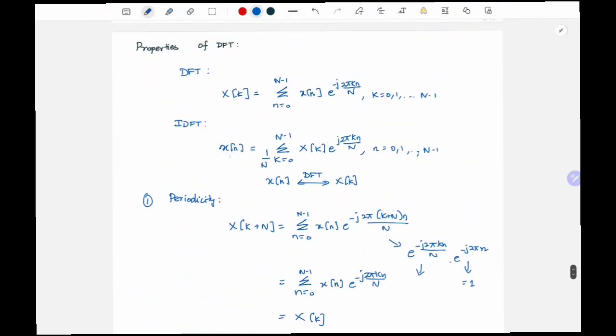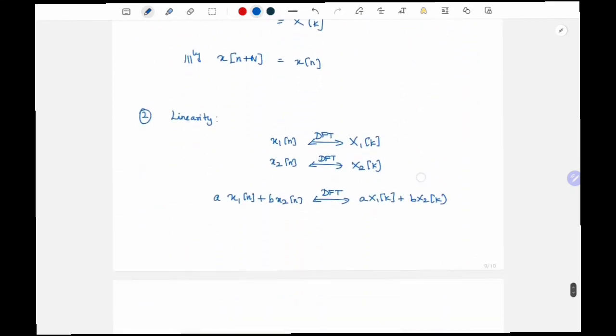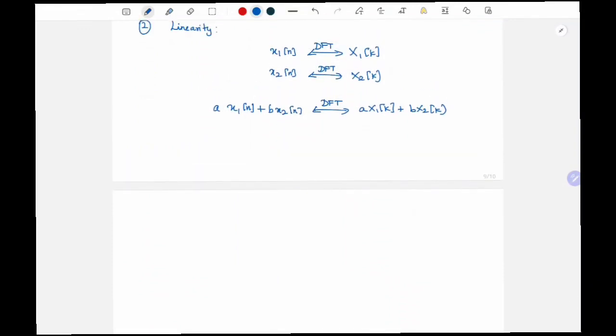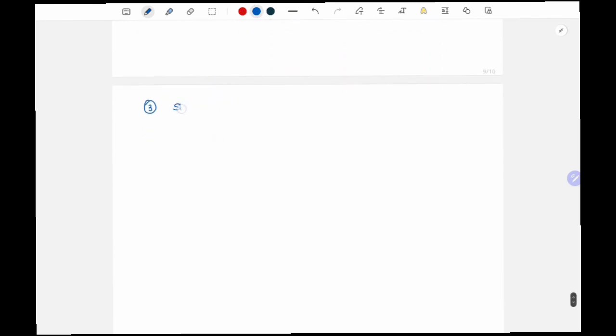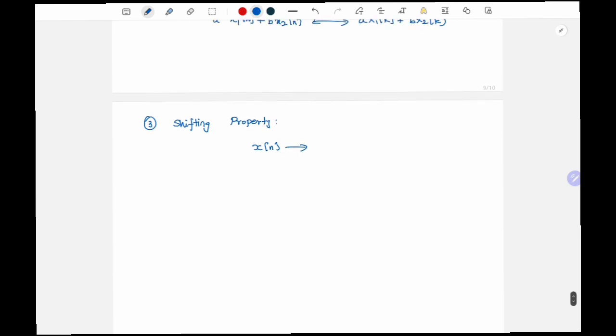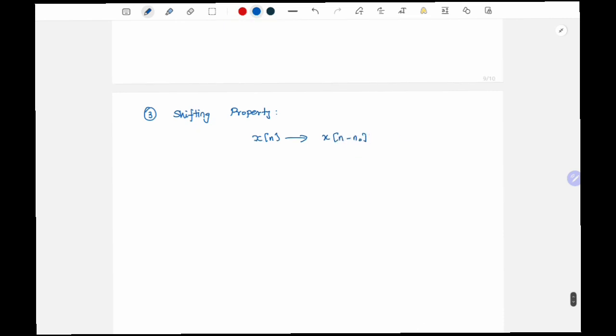If you add a x1[n] plus b x2[n], in the summation you can take the constants common and you will get a X1[k] plus b X2[k]. So very easy to prove this. So next one is the shifting property. Let's say you have x[n] and I shifted it by some units n naught. So x[n minus n naught]. How will I write it in terms of x[n]?